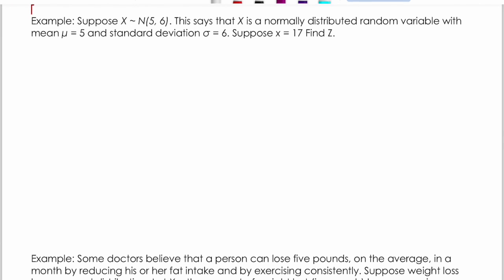Okay, we're going to go through an example now using some new notation. You'll see this new notation right here. The x is the variable.